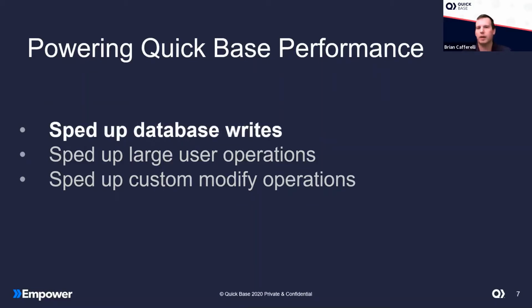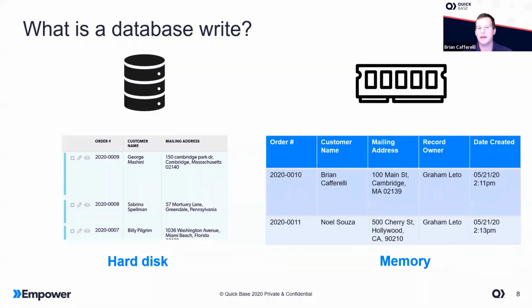So first, I'd like to talk about how we've sped up database writes. So what is a database write? Well, the QuickBase platform relies on a custom in-memory database engine. And that database engine is really optimized for speed and for complexity. And having data that lives in memory is very valuable because memory is extremely fast.